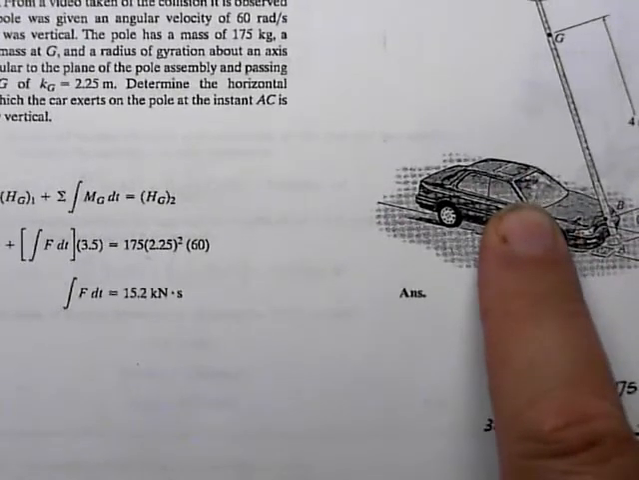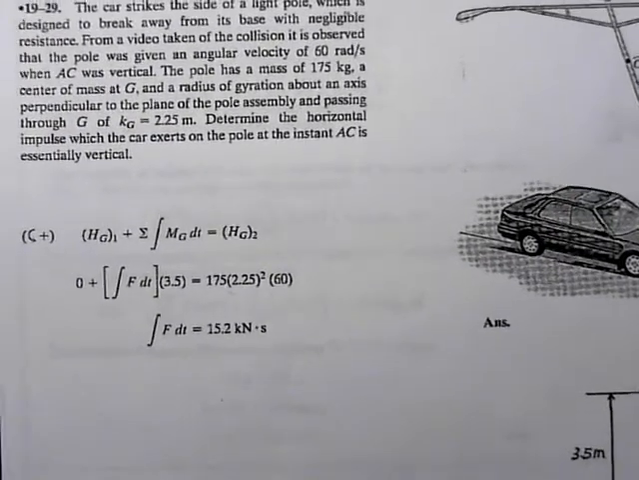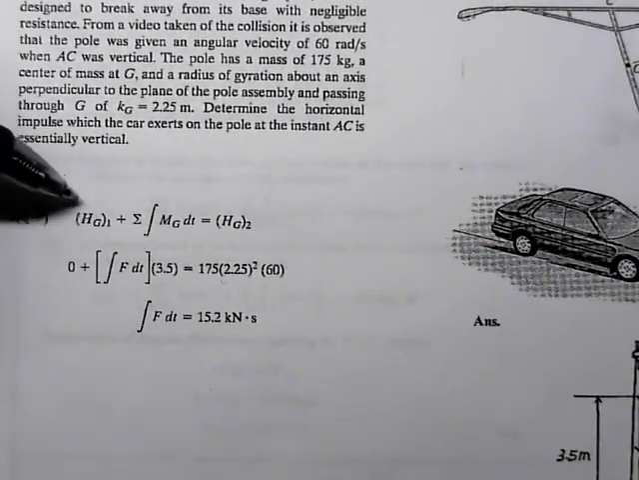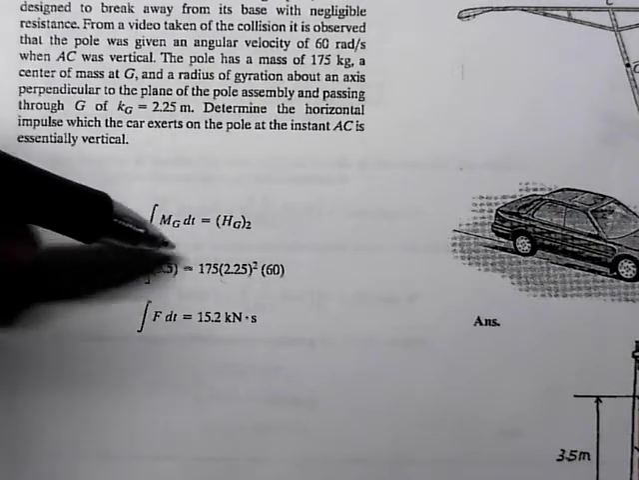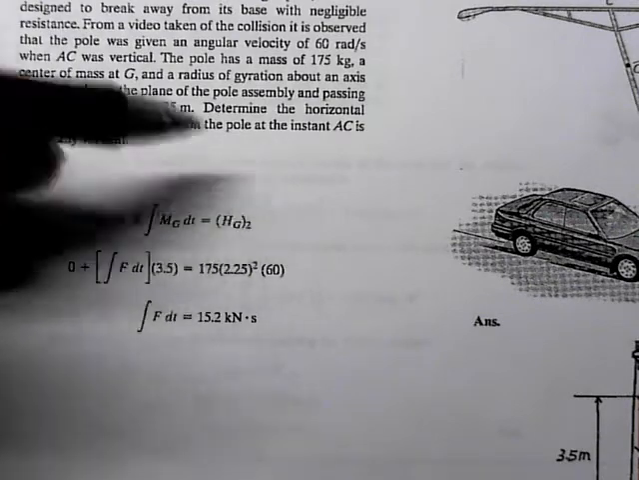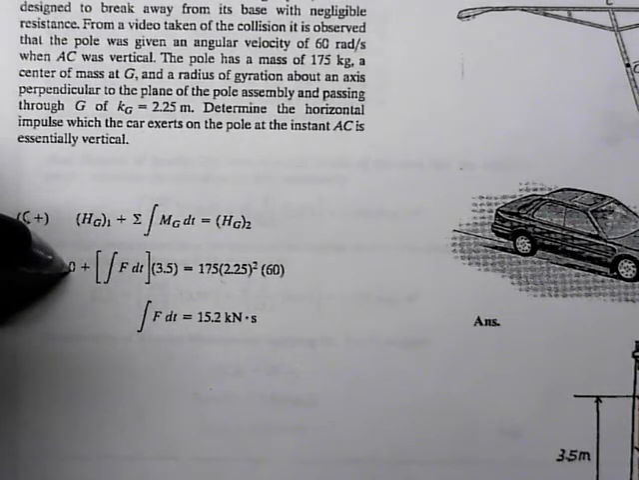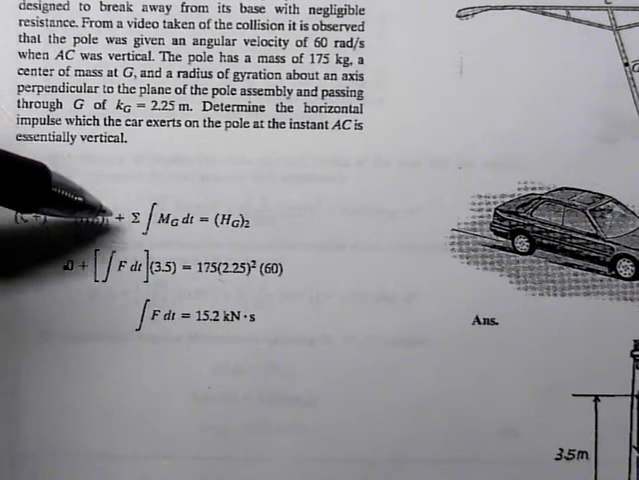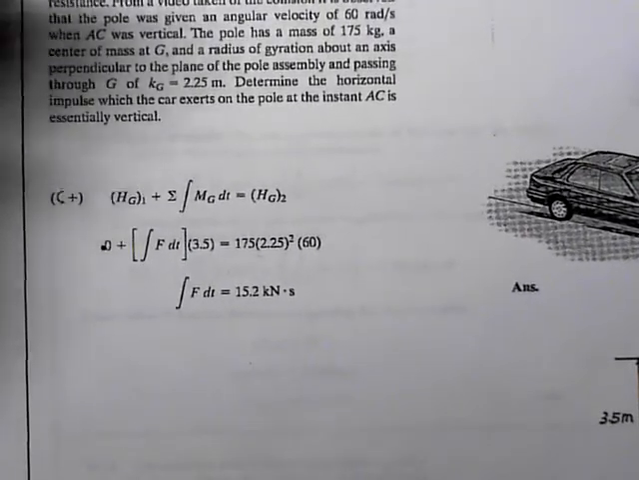But we're leaving the car out of the system, focusing entirely on the pole. And so we're going to say that the starting angular momentum of the pole plus any angular impulses applied is equal to our final angular momentum of the pole. And since the pole is starting from rest, not rotating, our initial angular momentum is 0. And then the angular impulse coming from the linear impulse will be the moment of the linear impulse.